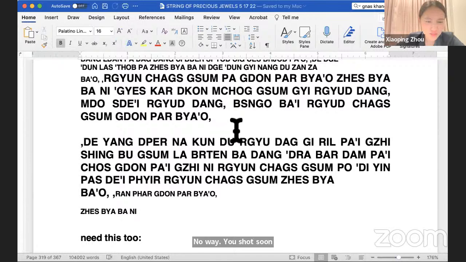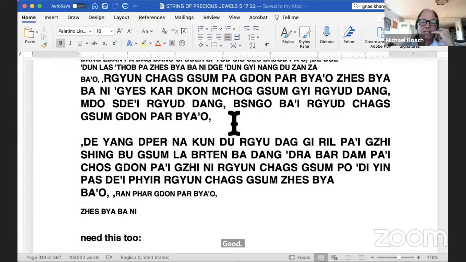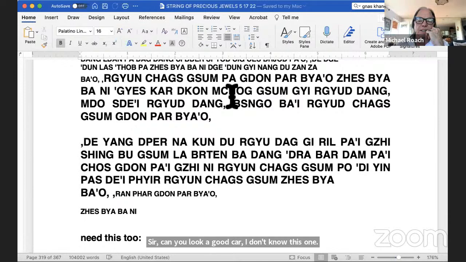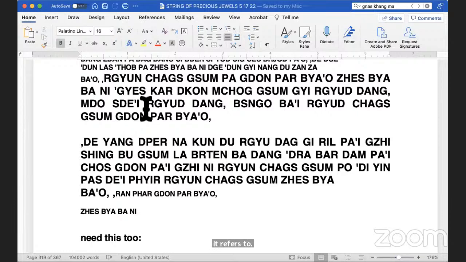Good. Mr. Word, are you there? Yes, sir. Can you look up Gekar? I don't know this word. Sure. Gekar. Okay, Gyunchak Sumba, the three normal prayers. Dumba Jao means you should recite them when you get into a hotel room or some new room where you're going to stay temporarily. Okay. She Jawani. It refers to, I don't know what Gekar is, something about dividing it up or something.